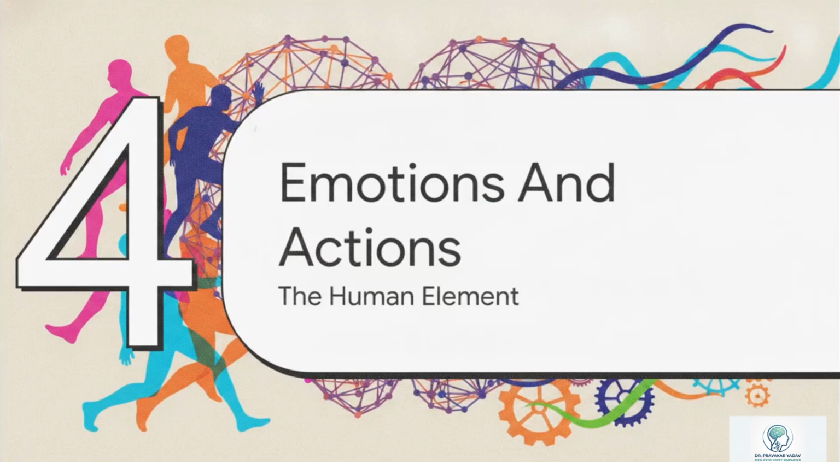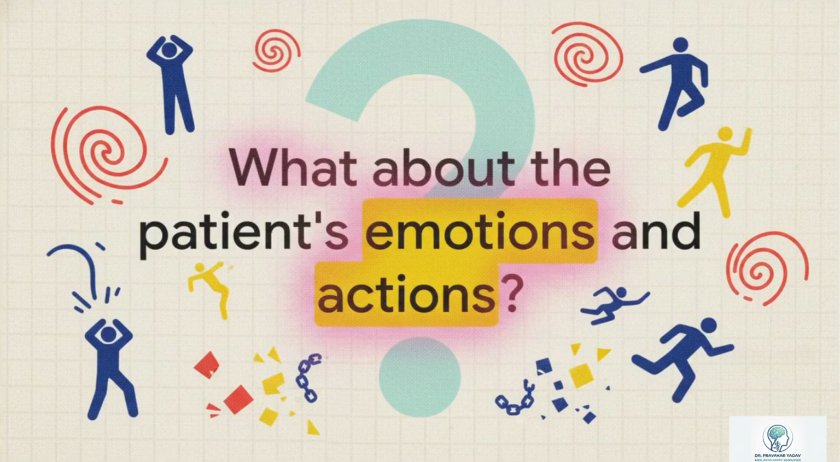This takes us to Section 4, Emotions and Actions, the human element. We've looked deeply at the cognitive structure of the delusion, but I want to pose this question directly to you. What about the patient's emotions and actions? If we're going to truly understand the real world and sometimes very dangerous consequences of these beliefs, we absolutely have to look at the human element.